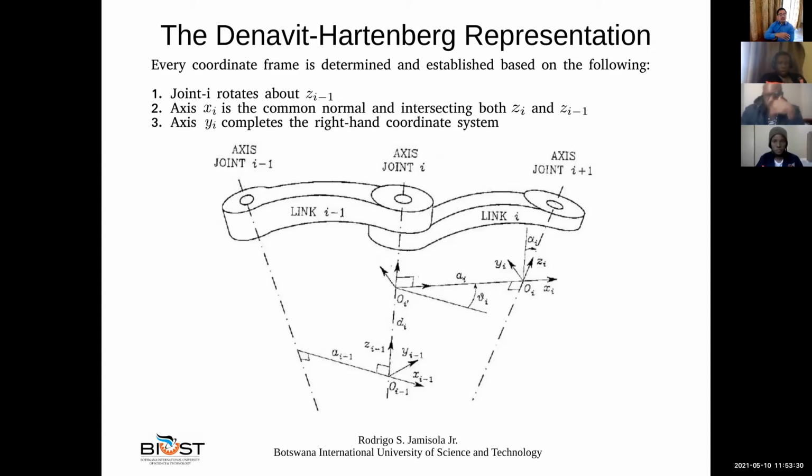So what does it mean? It means that the movement, right now we are only considering rotational joints. The translational joints can come very easily, but for now let's just consider joints that rotate. So now one joint rotates with respect to the Z-axis. That's important.